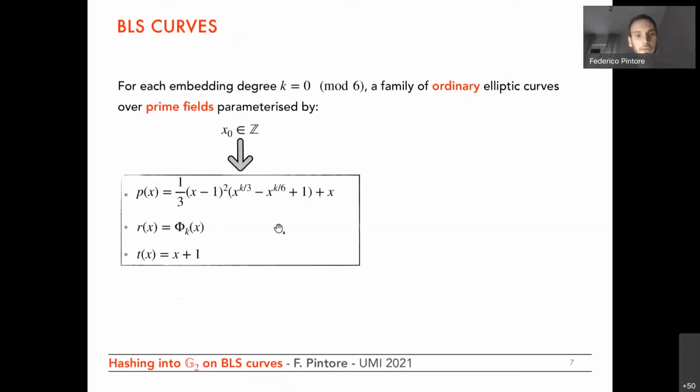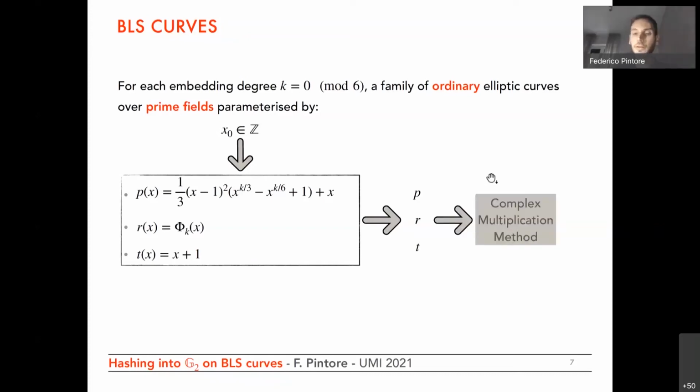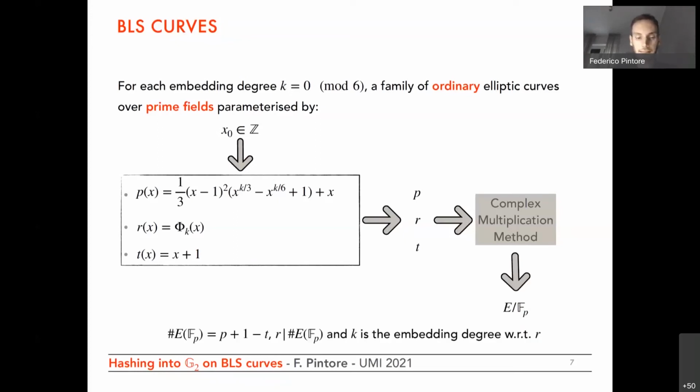To be more concrete, every time that we evaluate these 3 polynomials on an integer x0, we obtain 3 integers p, r, and t, and then if we use them as input of the complex multiplication method, we obtain an elliptic curve E defined over Fp, and this elliptic curve has the properties that we were looking for. It is defined over Fp. The number of points of E over Fp is equal to p plus 1 minus t. This number is divisible by r, and the embedding degree of this elliptic curve E with respect to r is k.